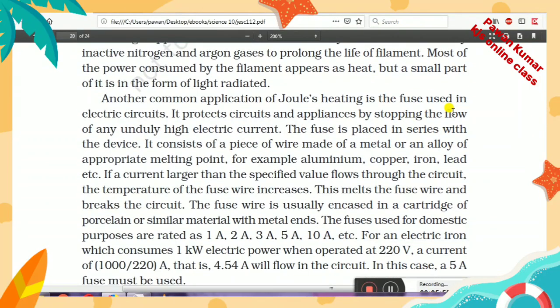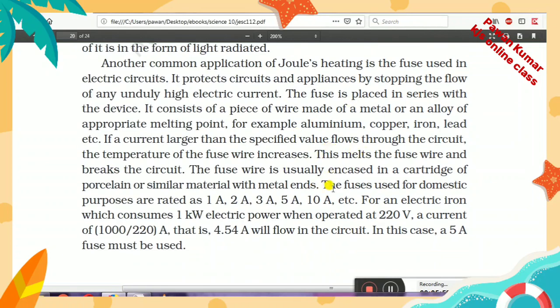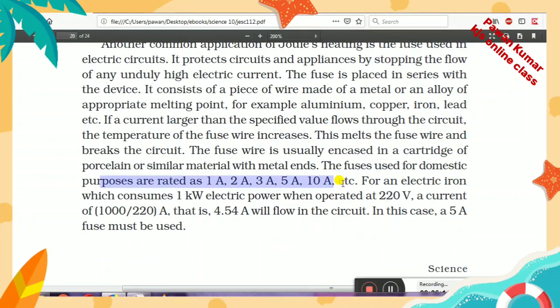Another application of Joule heating is fuse. This also we studied. Okay, it is given working of fuse. The fuse used for domestic purpose are rated as 1 ampere, 2 ampere, 3 ampere, 4 ampere, 5 ampere. Now what is this, children? This is the limit. Like you want to limit current, electric current only. Okay, suppose in any circuit you do not want that current flowing should be more than 10 ampere, right? Then which ampere fuse you will use? You will use 10 ampere fuse. And if you want, suppose, more than 2 ampere current should not flow in the circuit, then you will use 2 ampere fuse.